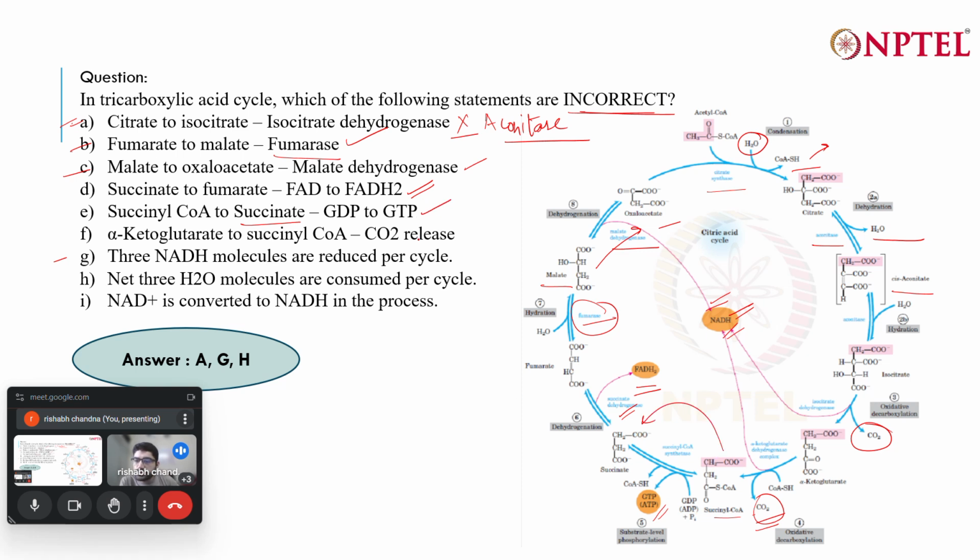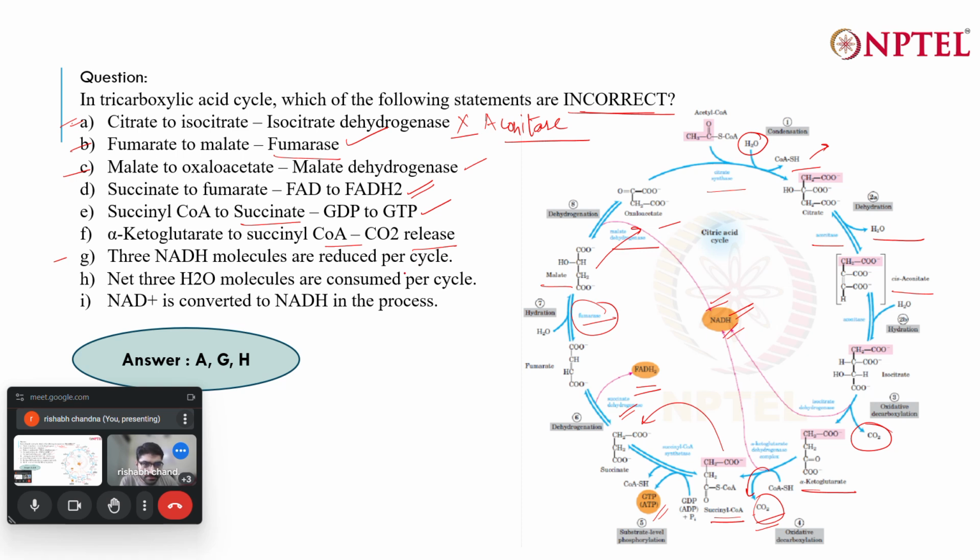Then alpha ketoglutarate to succinyl coenzyme A, one CO2 molecule is released. So yes, this is also correct. From alpha ketoglutarate, the CO2 molecule is released, and this is converted into succinyl coenzyme A. Then three NADH molecules are reduced per cycle.